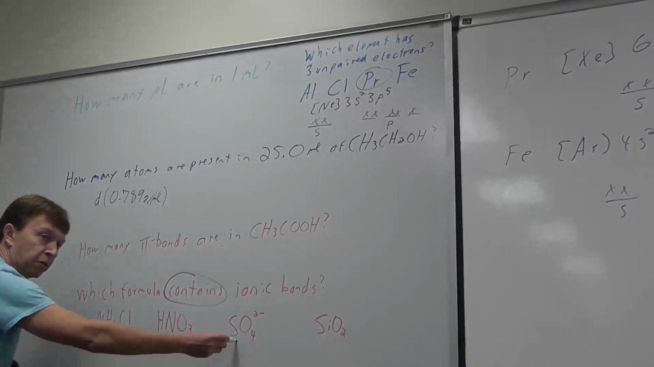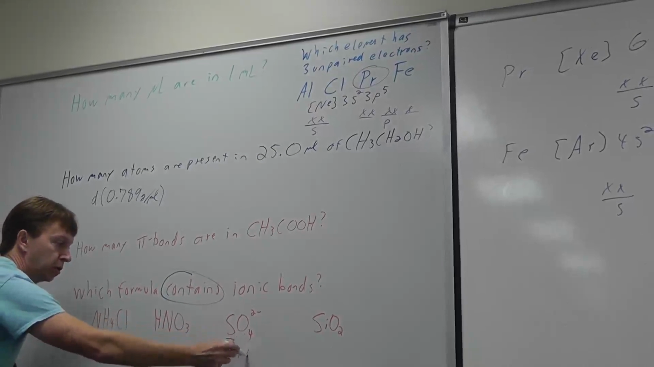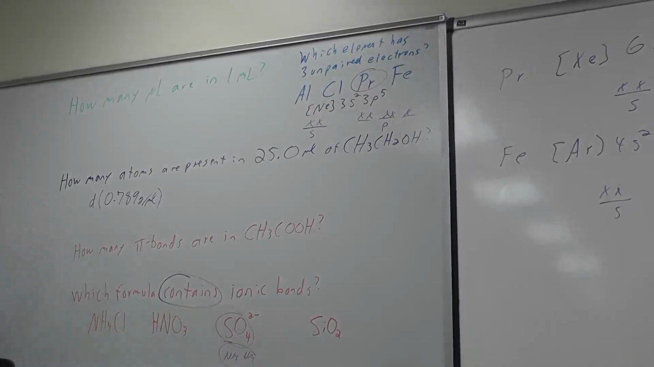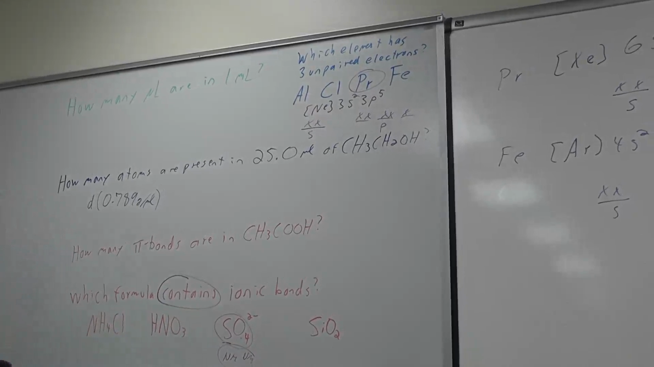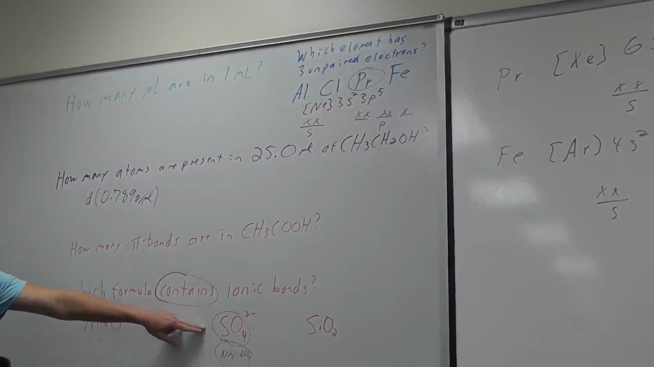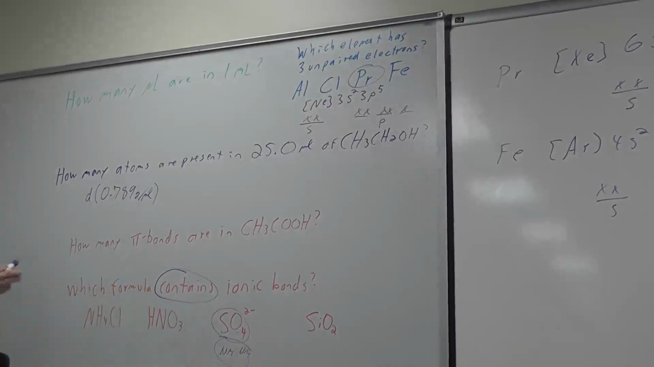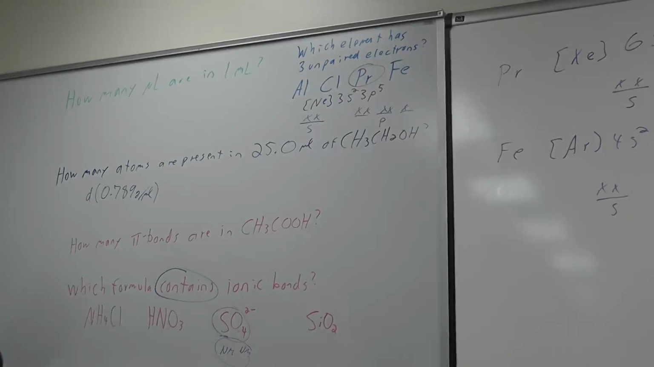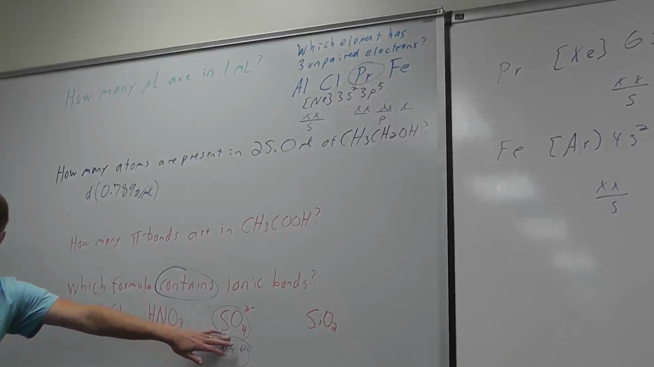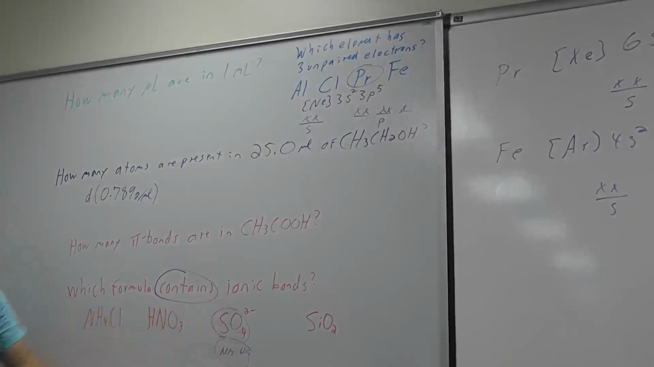What kind of element is sulfur? Non-metal. Oxygen, non-metal. That's all covalent bonding internally, correct? Now sulfate will bond to other things by ionic bonding, but internally it's all covalent. The question asks not which one is capable of ionic bonding, but which one contains ionic bonds. This one does not, okay? This is purely covalent internally because it's all non-metal.